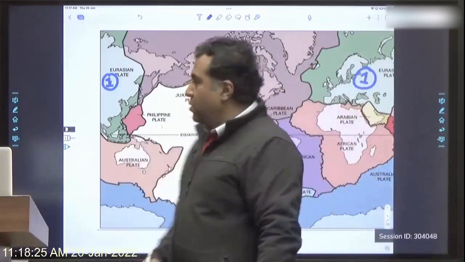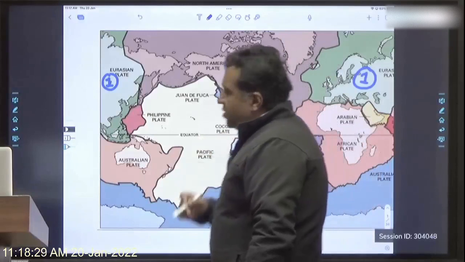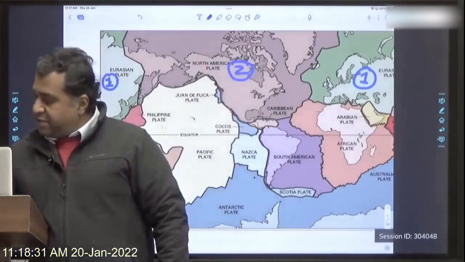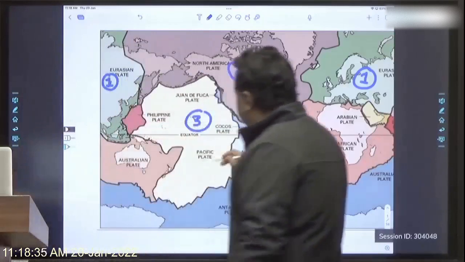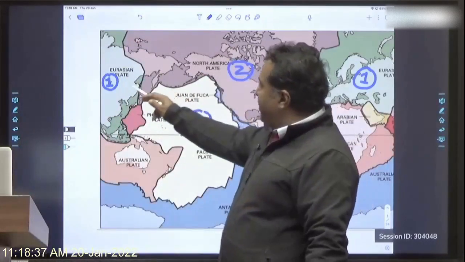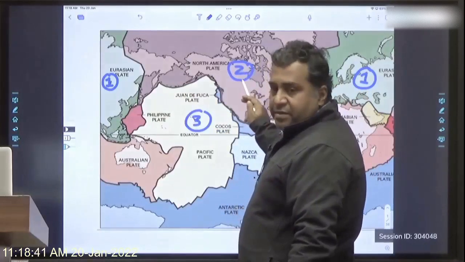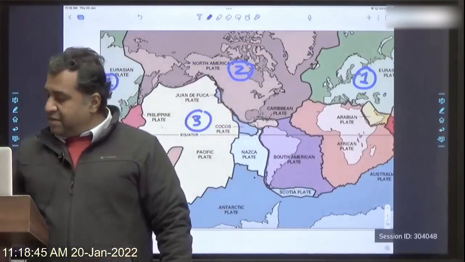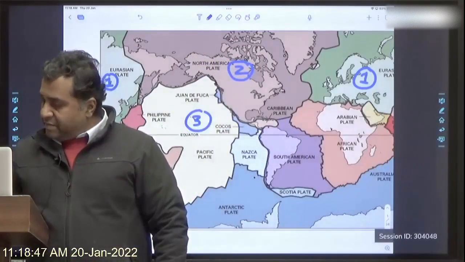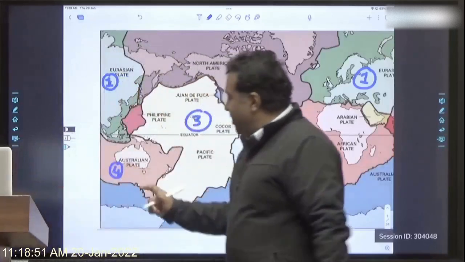So now, the third big plate that you see here is your Pacific plate. First big plate, Eurasian plate. Second big plate, North American plate. Third big plate, Pacific plate. The fourth big plate, you can write here, Australian plate.